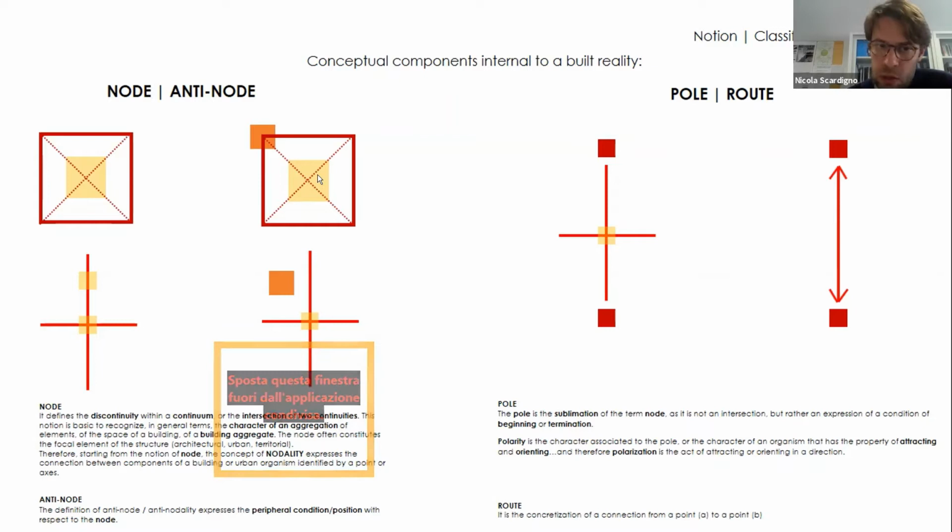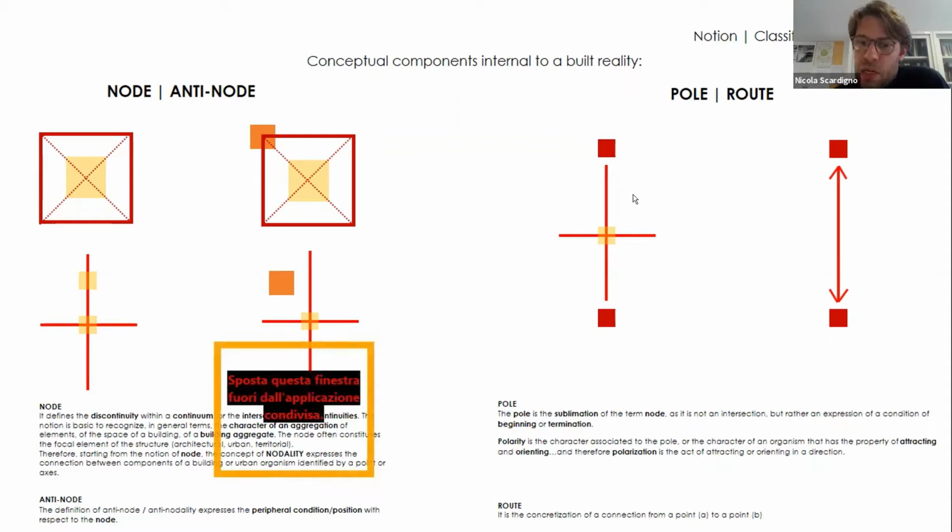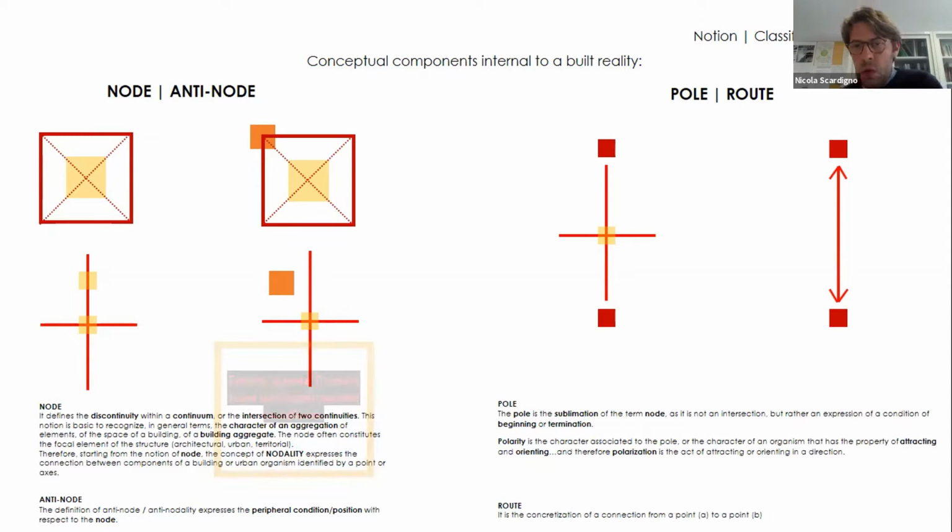Then we have the concept of pole, which arises from the sublimation of the term node, as it is not an intersection, but rather an expression of a condition of beginning or termination. So if it is a root, this is the beginning of that root, this is the termination of that root. The polarity is therefore the character associated to the pole, or the character of an organism that has the property of attracting and orienting, and therefore the polarization is the act of attracting or orienting towards a direction.